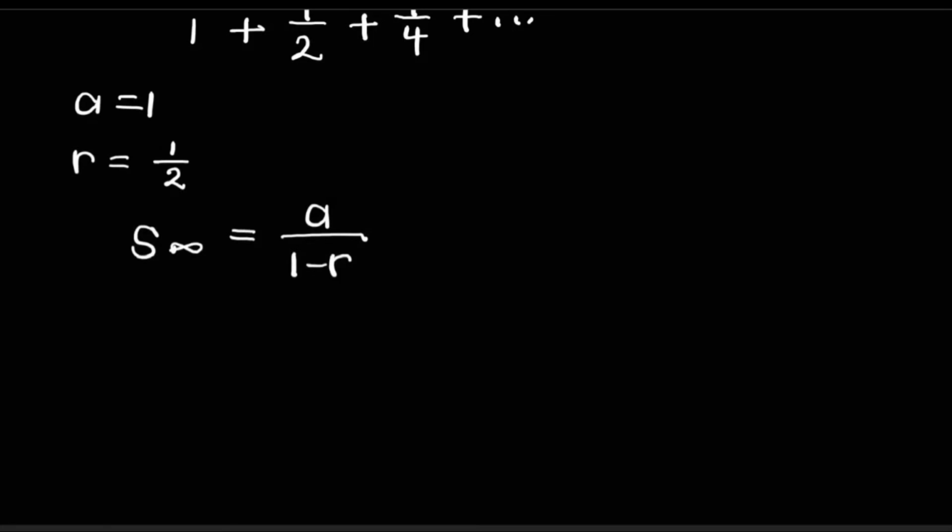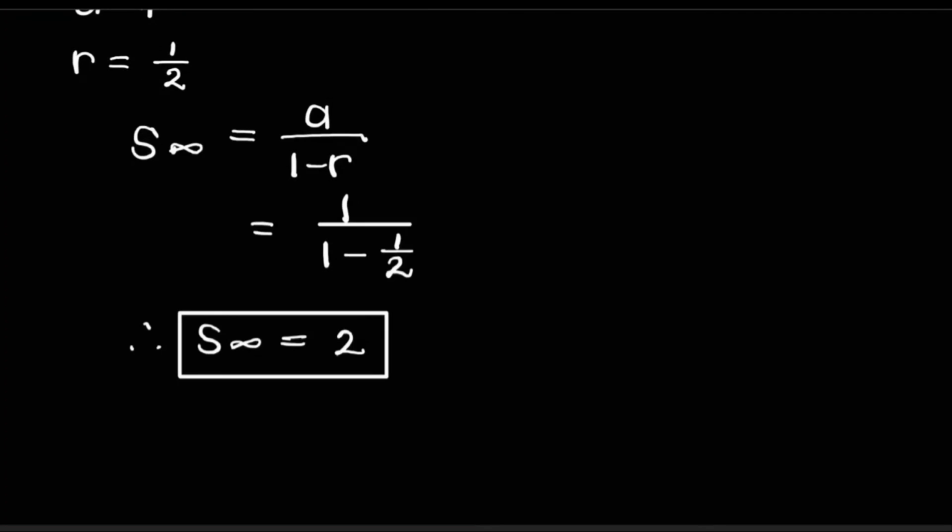So remember, your formula for sum to infinity is a over 1 minus r. We're going to substitute in here. a is your first term. 1 minus r, r is a half. You can put the whole thing on your calculator. And we get 2 as our answer.